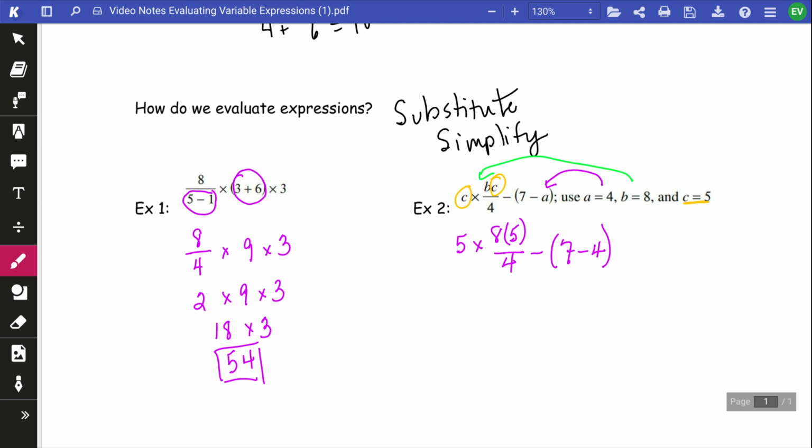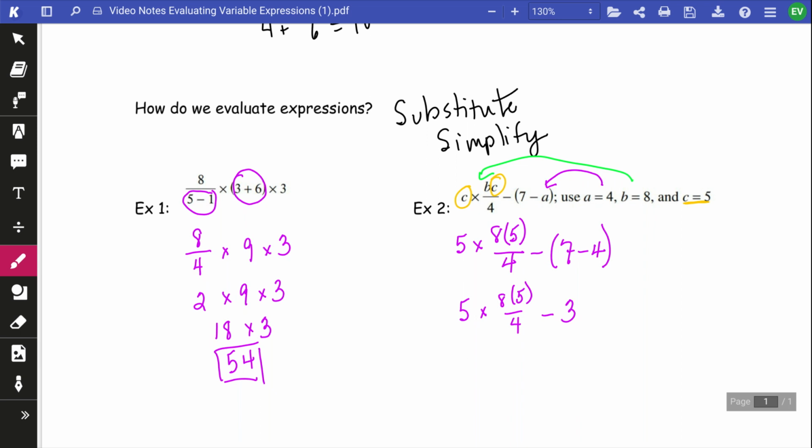Okay, and 7 minus A is 4. Okay, so let's double check. C is 5, so 5 times B is 8, C is 5, so 8 times 5, divided by 4, minus 7 minus 4 in parentheses. Okay, so following order of operations, the parentheses comes first, so 5 times 8 times 5 divided by 4, minus 7 minus 4 is 3. And again, since I've completed what's inside the parentheses, I can drop it.